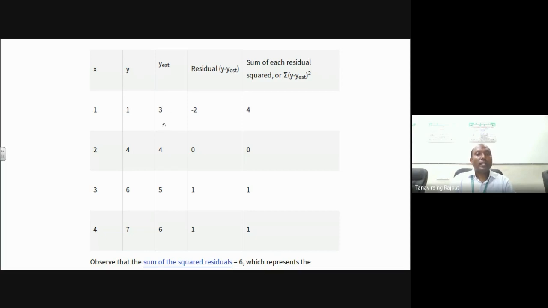For example, consider the y-intercept value to be 2 and the slope value to be 1. If you put all that into the straight line formula, y equals mx plus c, we get the estimated absorbance, which is 3, 4, 5, 6. Then we record the difference, which is y minus y estimated, then take its square, and carry out the summation of those residual values.